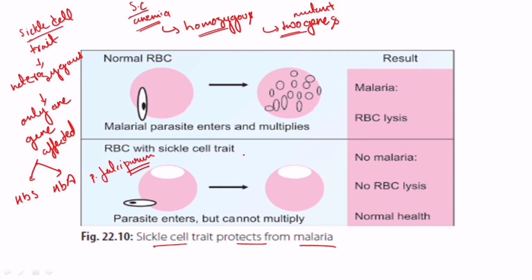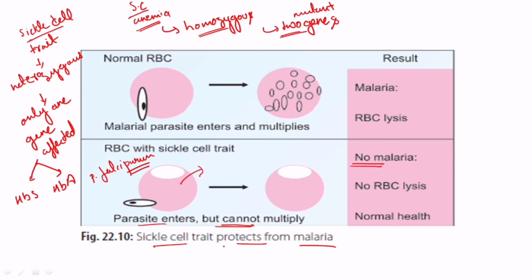The malarial parasites complete the majority of their life cycle within the erythrocytes, but before the completion of the complete life cycle of the parasite within the erythrocyte, the lysis occurs. So due to the lysis of the RBCs, no malaria actually occurs, or the parasite is not able to cause the malaria. I hope that this is clear to you, that the parasite enters but it cannot multiply due to the lysis of the RBC.